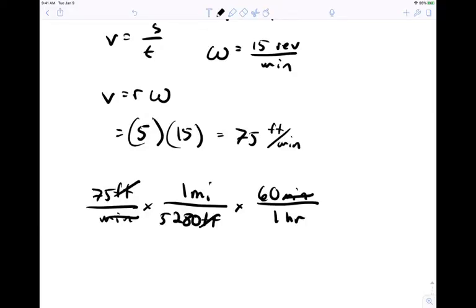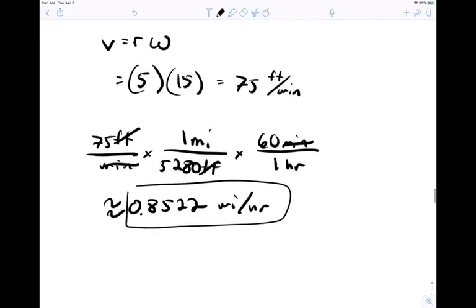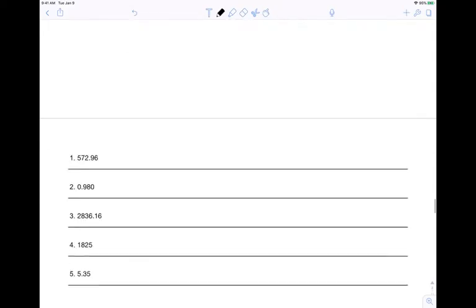Let me see. Hey Siri, what's 75 times 60 divided by 5280? 75 times 60 divided by 5,280 is about 0.8522. She said approximately. This should be miles per hour. Let's see how do we do now. 0.8522. Not right. What else are we missing?